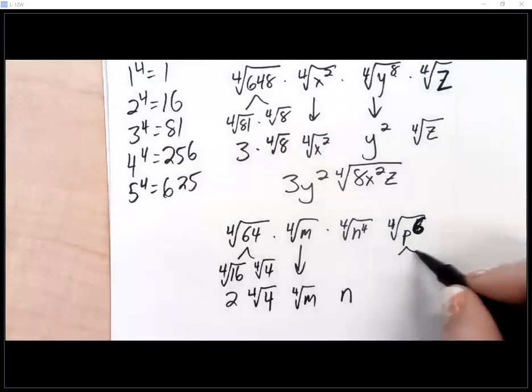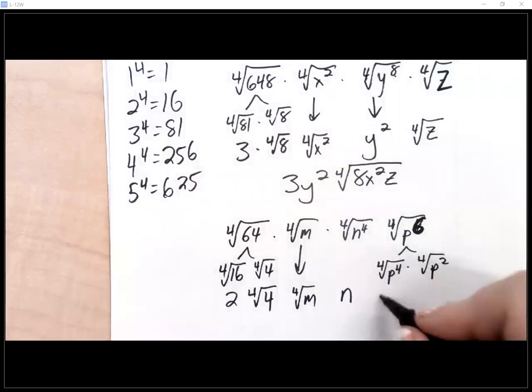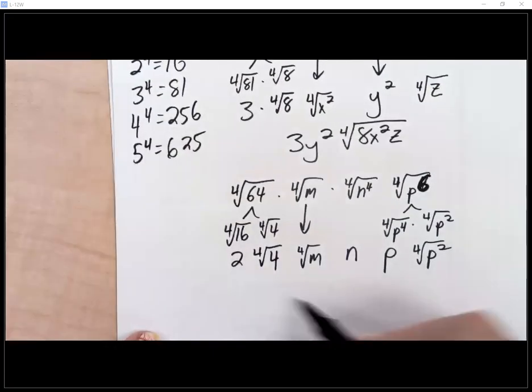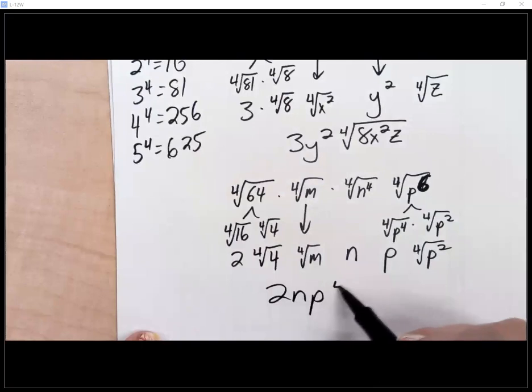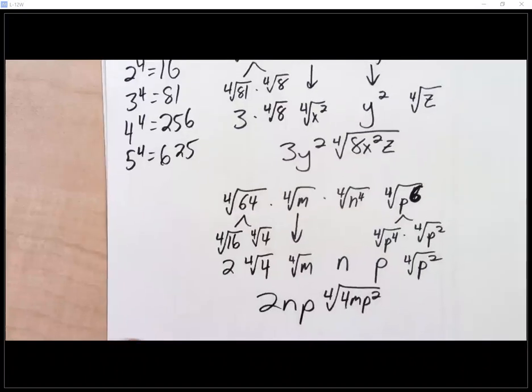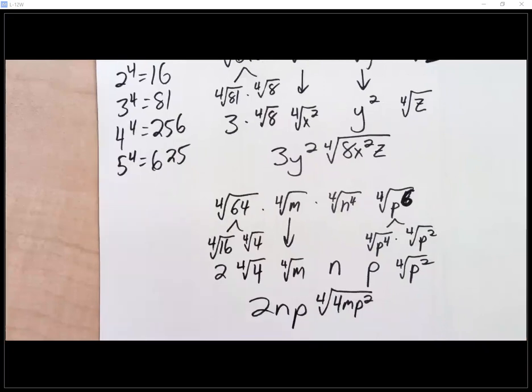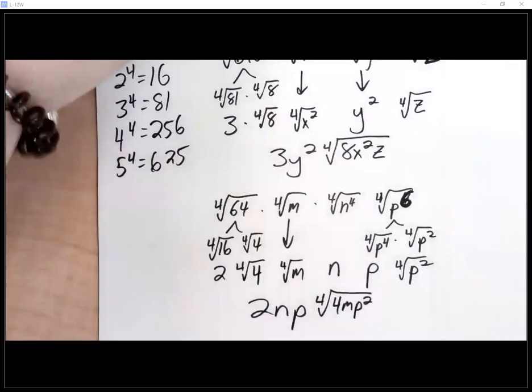So this will split into the fourth root of p to the 4th times the fourth root of p squared, right? Because 4 plus 2 is still 6. But now, fourth root of p to the fourth is just p. Fourth root of p squared just stays. Ta-da! And now, multiply them. 2np. And then a fourth root of 4mp squared. And check if that's a choice. You keep your fingers crossed. Is that c? Choice. All right, give me another one. Yep.